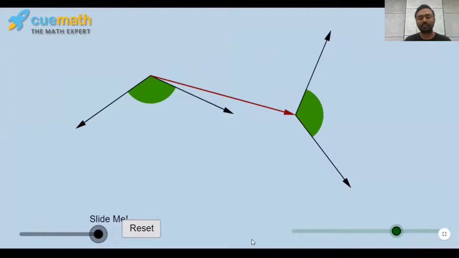So this is how we can conclude the congruency concept in case of line segments and angles. Now let us see how can we extend this to the triangles.